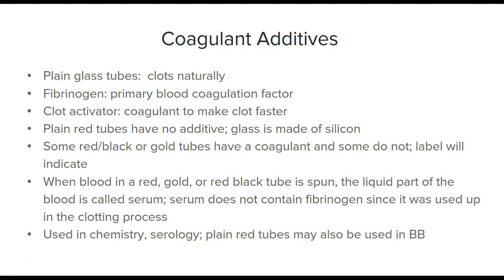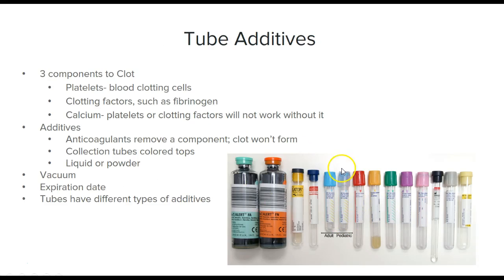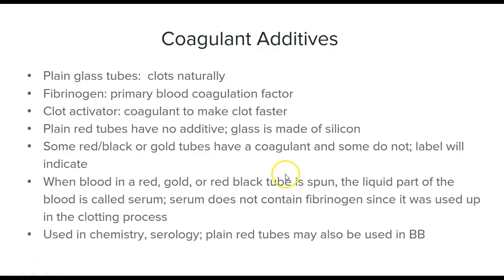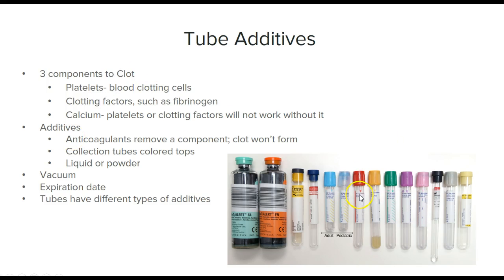Coagulant additives. Now, these red tops, you see this red top right here? This red top, we want these to clot. We want all the red tops to clot. So a plain glass tube, it usually is a red top, it clots on its own. It clots naturally. Fibrinogen is the primary blood coagulation factor. Some of the tubes have clot activators in them, and they help the blood to clot faster, so we can go ahead and do the test. And I think this red top has clot activator in it.